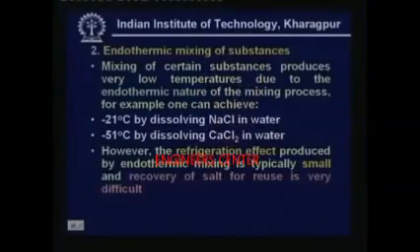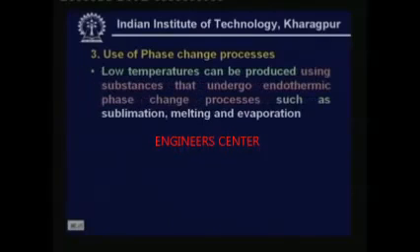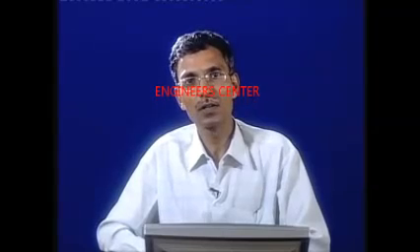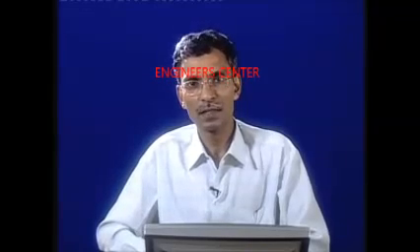Okay. Now let us look at the third method. Third method is the use of phase change processes. We know that low temperatures can be produced using substances that undergo endothermic phase change processes such as sublimation, melting and evaporation. As you know very well, phase change means there will be a change of phase from either solid to liquid or solid to vapor or liquid to vapor. And these phase change processes, that means solid to liquid, solid to vapor and liquid to vapor, are endothermic in nature.